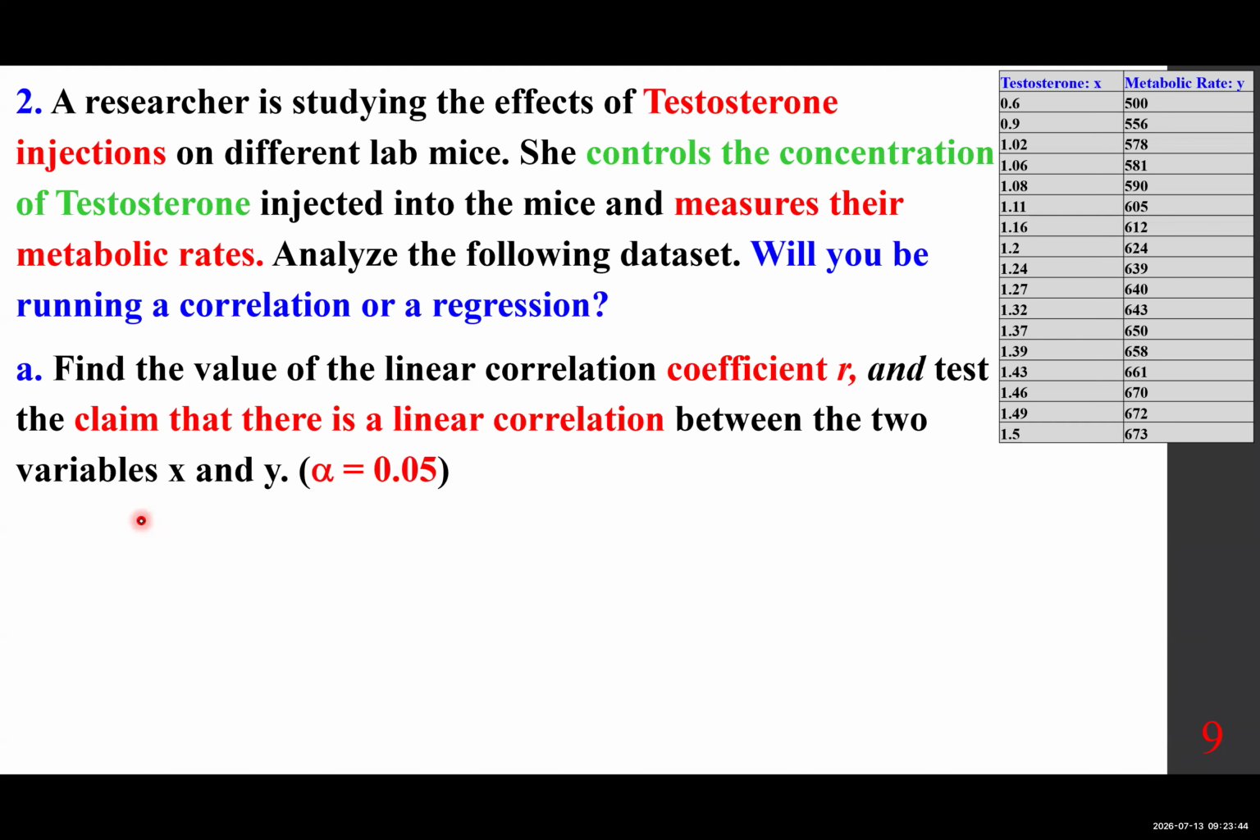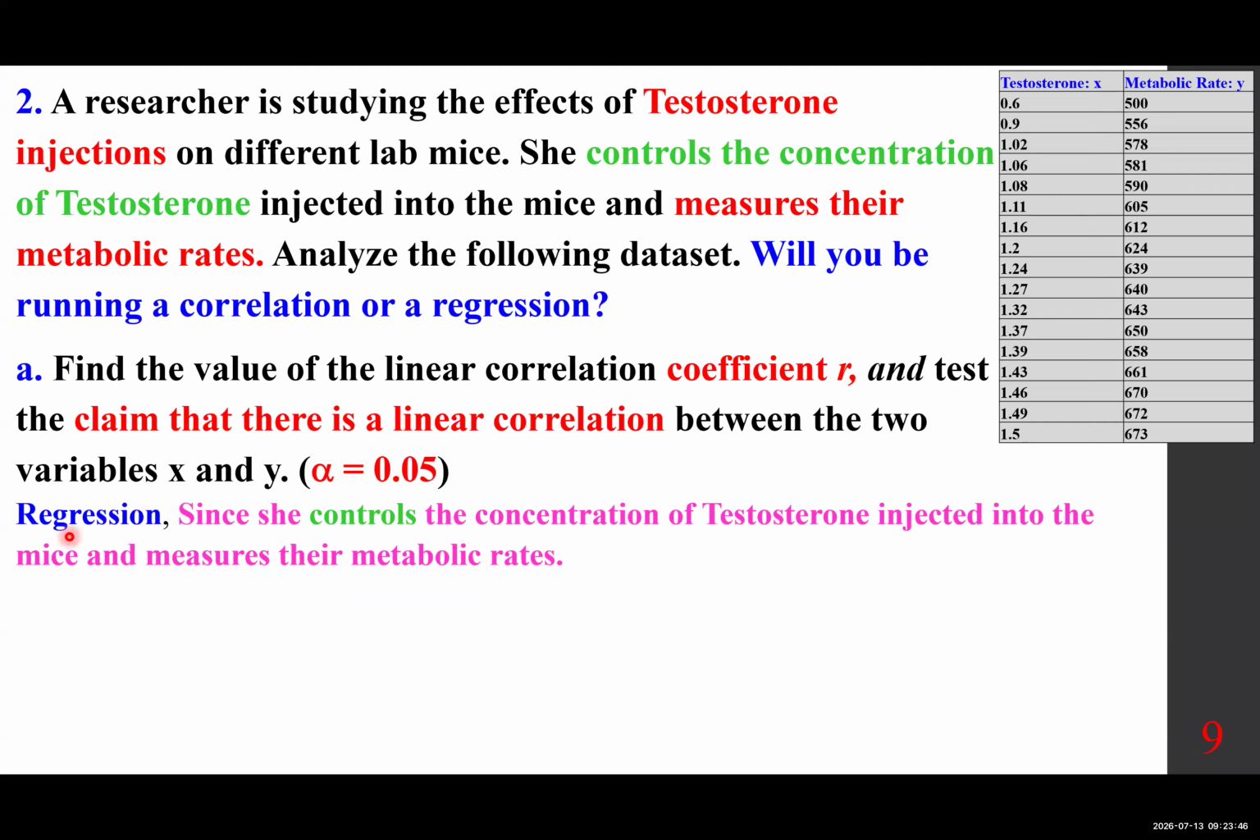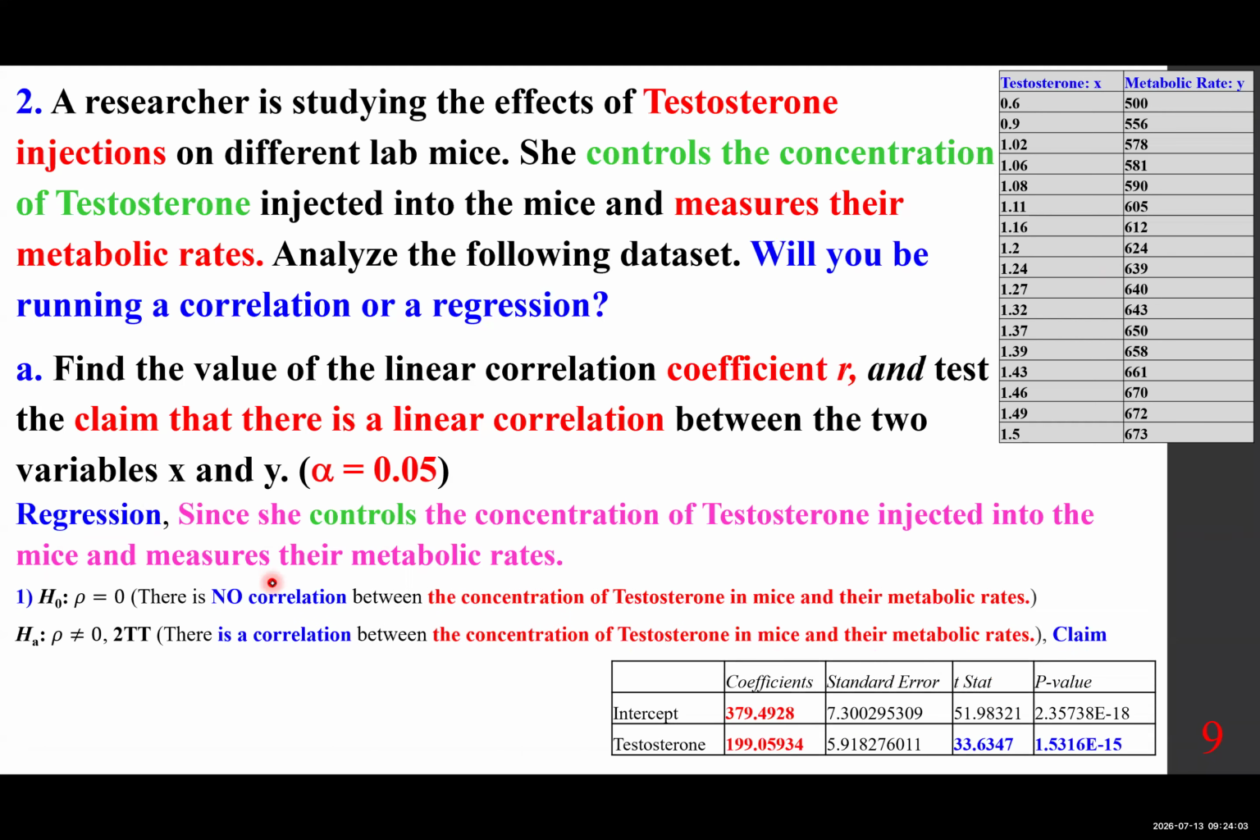Definitely, we have to run a regression. So the answer is regression, since she controls the concentration of testosterone injected into the mice and measures their metabolic rates. Then definitely that's what we run, which means the first part, H0: rho equals 0.